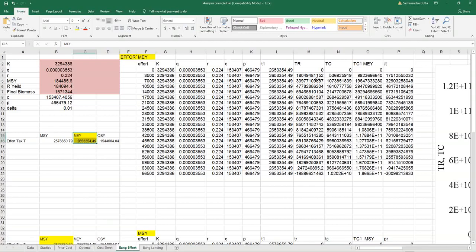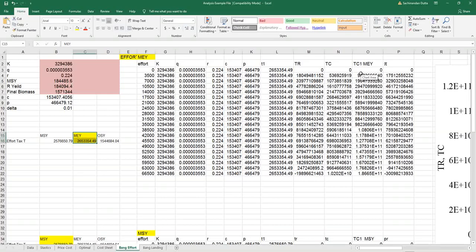Now to calculate TR, TC, and TC of MEY, which is basically total cost after the tax. Because fisheries is non-taxable, but if you have a natural resource, a boat, a net, and you go fishing without giving any tax to the government, that is not right. To incorporate tax is also one of the good management practices.